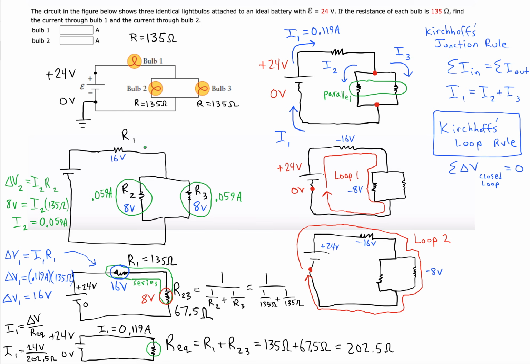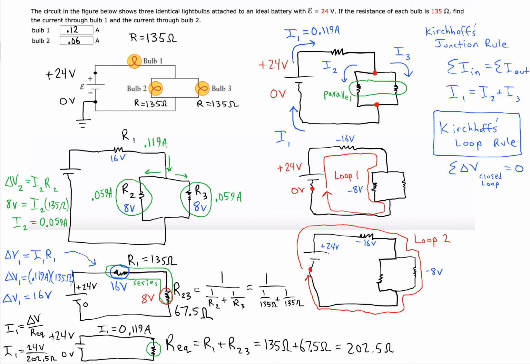And remember, we had 0.119 amps coming through. So it looks like Kirchhoff's junction rule here will hold. The 0.119 amps, it splits in half, and half of that is 0.059 amps apparently. All right, so that's going to be our answers for this. 0.12 amps for bulb 1, 0.06 amps for bulb 2.